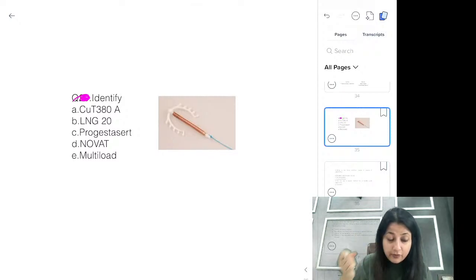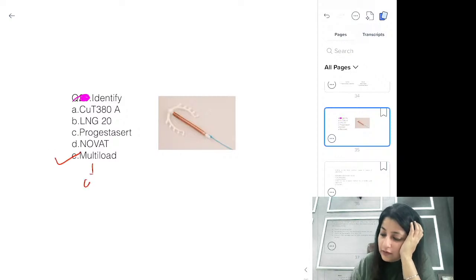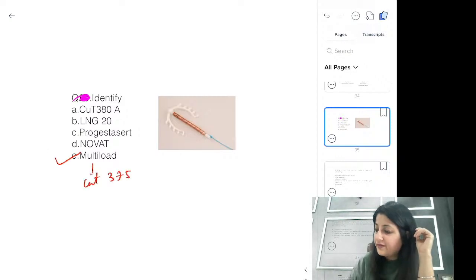Very good. So what did you mark for this? इसका आंसर क्या लगाया? गुड. यू शेप मल्टी लोड. वेरी गुड. मल्टी लोड इज नथिंग बट कॉपर टी 375.